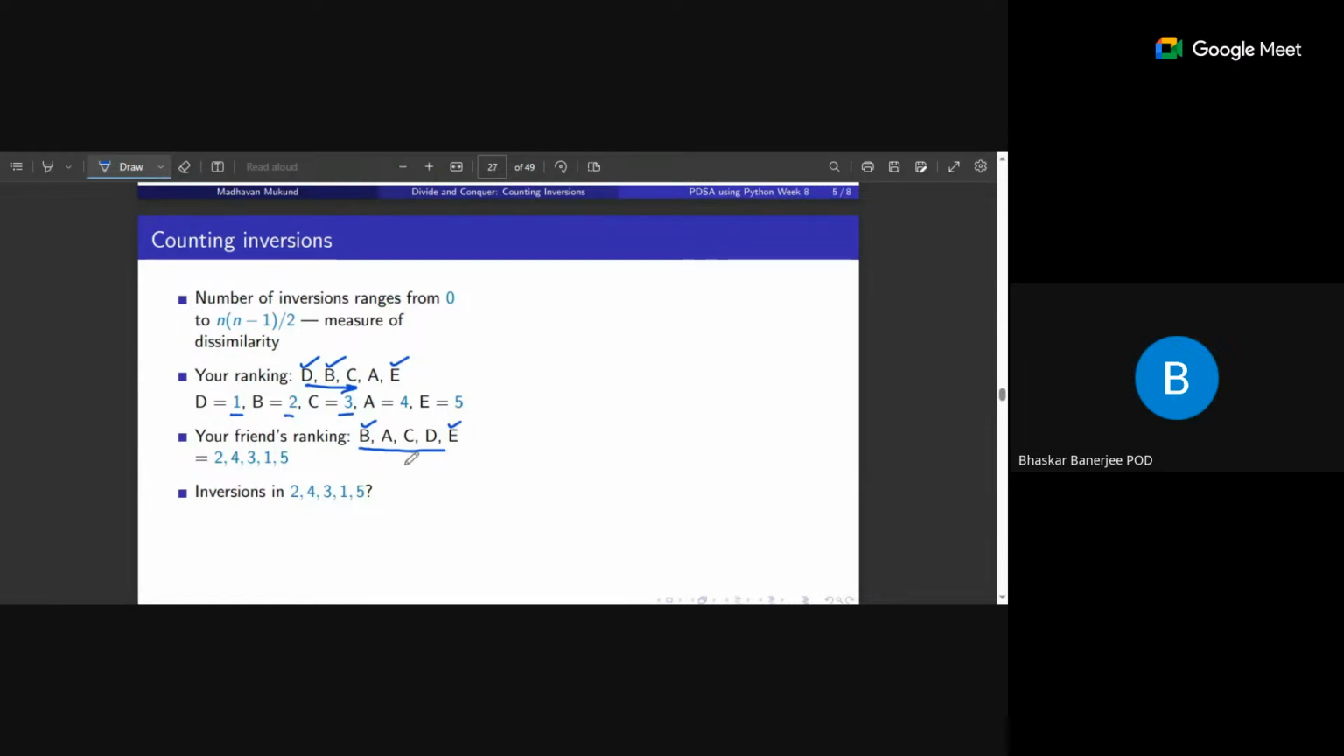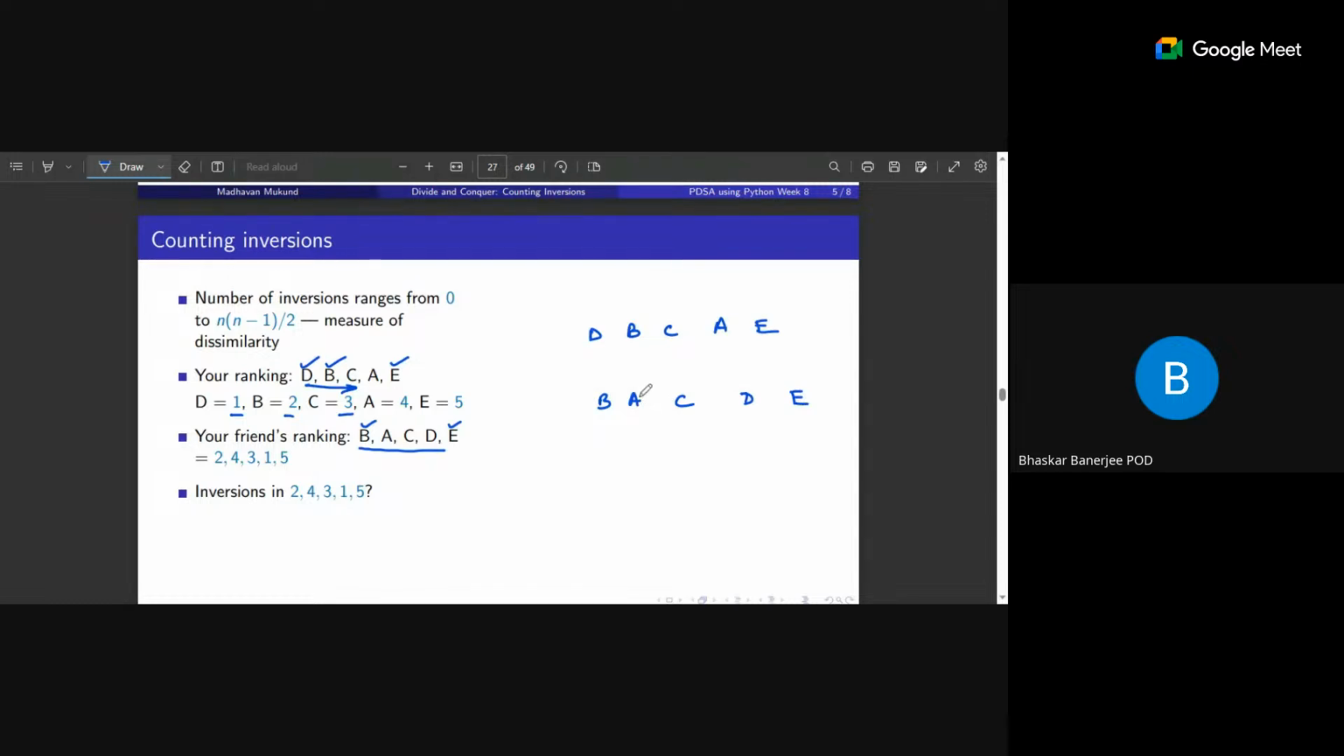Now what we are trying to do over here is count the number of inversions between these two sequences. So what does that represent? First of all, what is an inversion? Let's say I have this D movie, then B movie, then C movie, A movie, E movie. This is my sequence, and your sequence is B movie, A movie, C movie, D movie, and E movie.